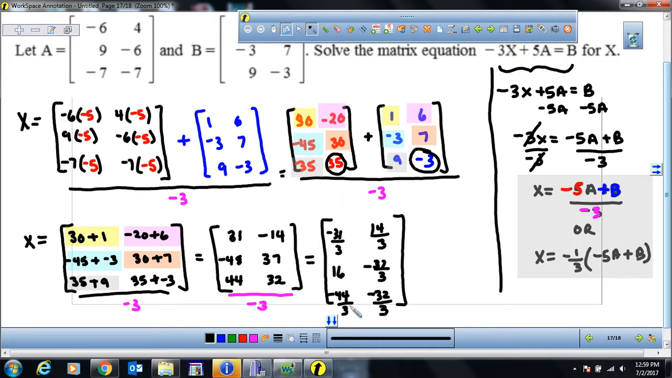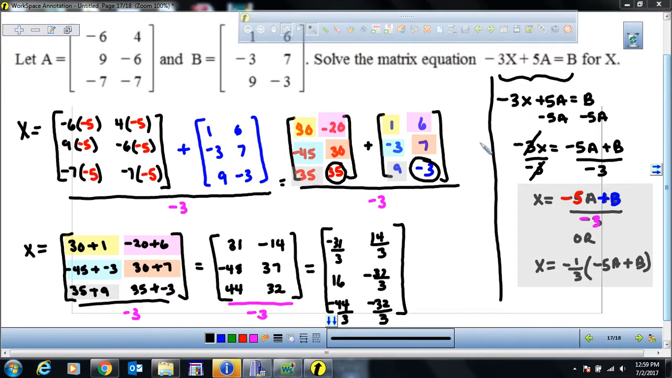So if we go to the original equation, let me explain to you what this means. If this matrix is multiplied by negative 3, according to the original equation, negative 3X, and then we add it to 5 times the matrix A, which is this matrix that we got here, it's going to equal that matrix B right here on the right side. Alright, so that's how we solve a matrix equation.